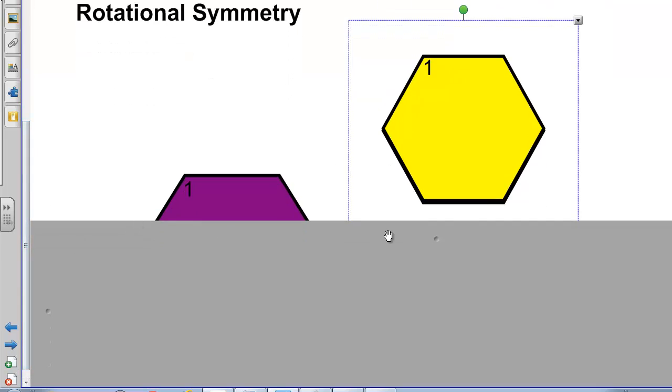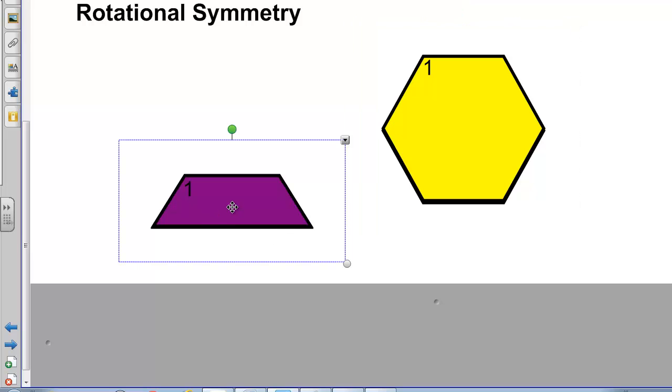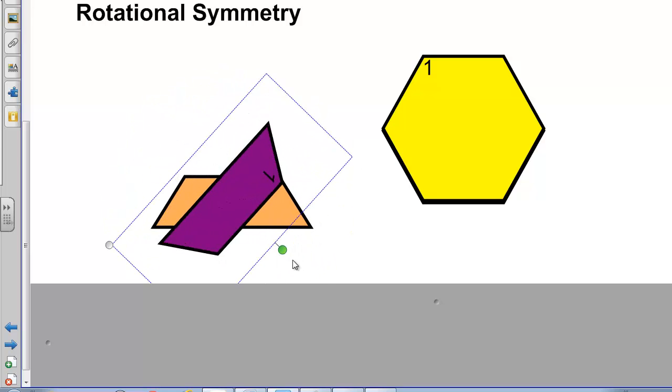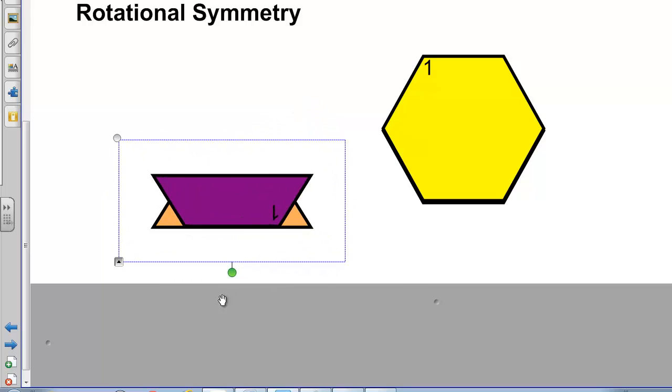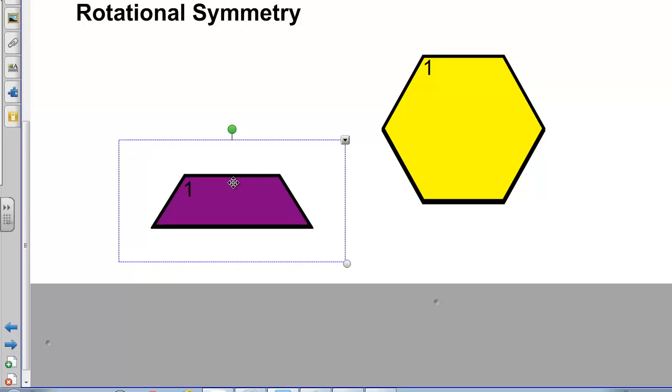And finally, let's look at another object here. Now, just by looking at this object, what is the order of rotation of this object? Well, let's find out. As we turn it around, does it fit exactly into itself? No. No, in fact, you have to go all the way around 360 degrees to get it to fit on itself. But there's no such thing as an order of rotation of 1. So we say that this object has no rotational symmetry, or an order of rotation of 0.